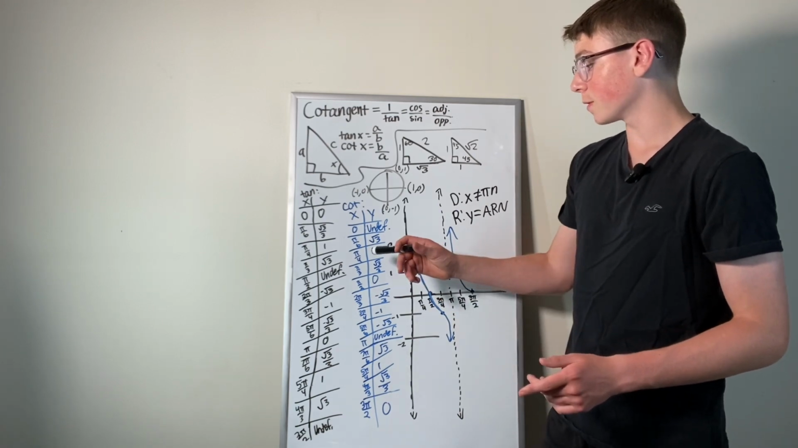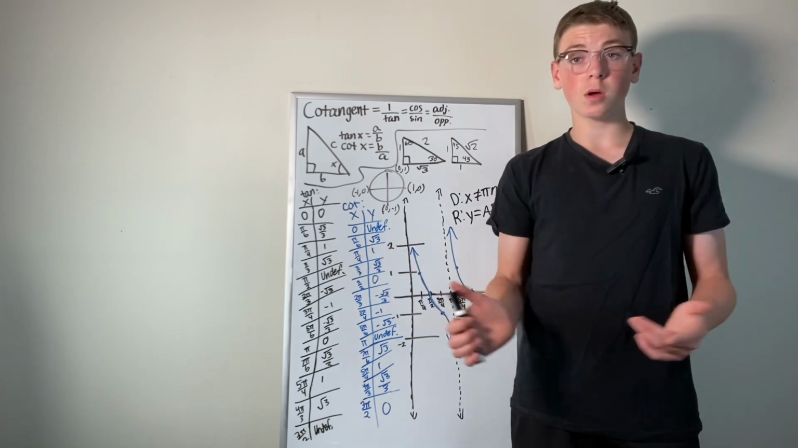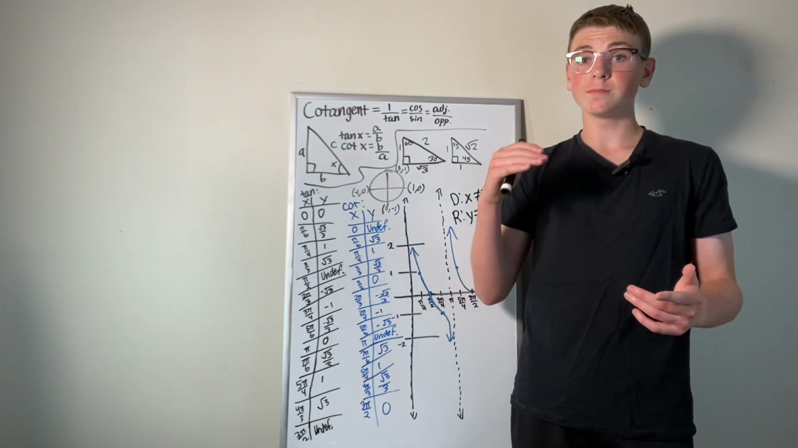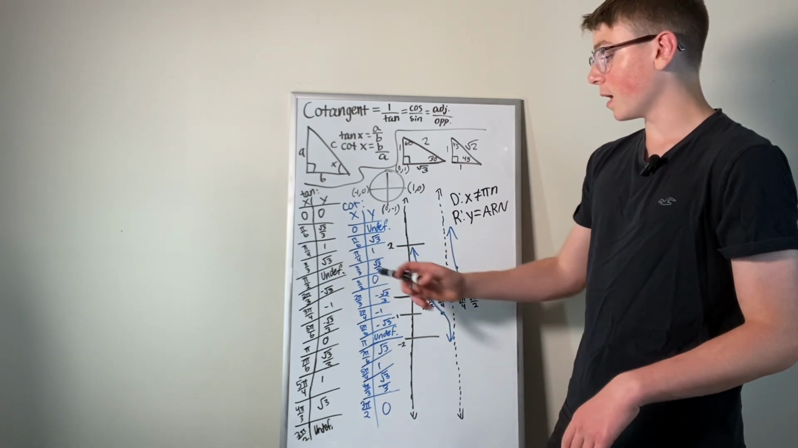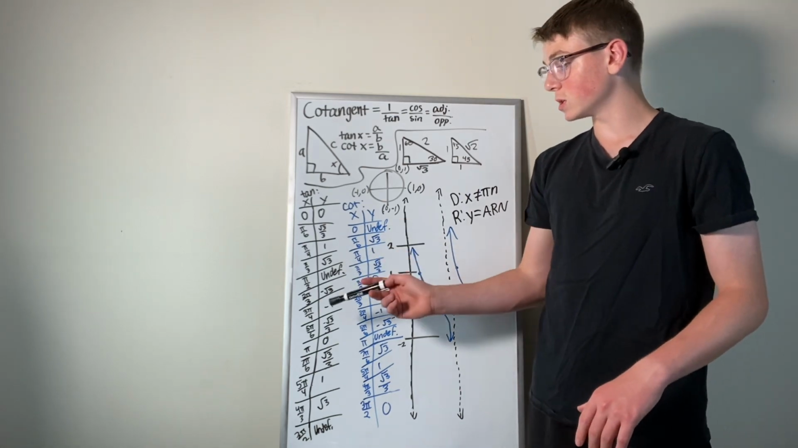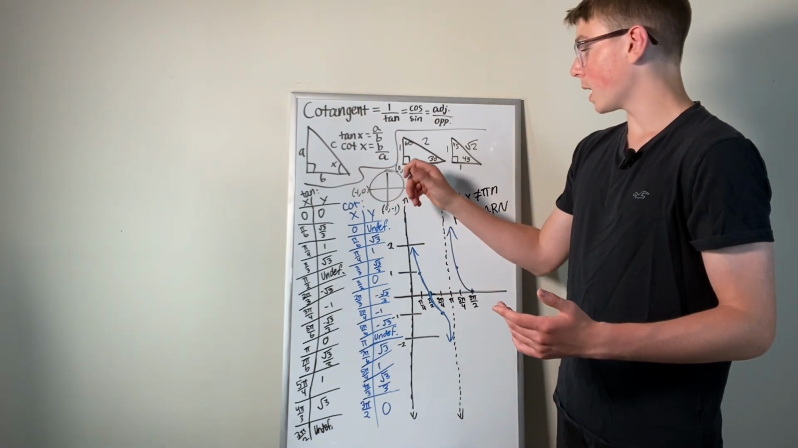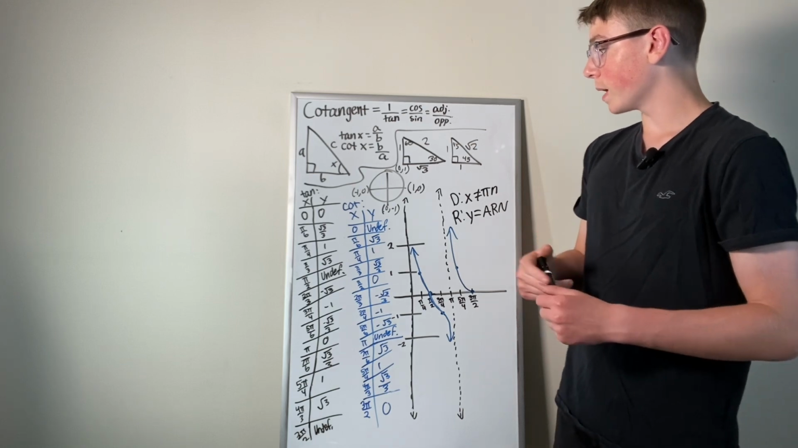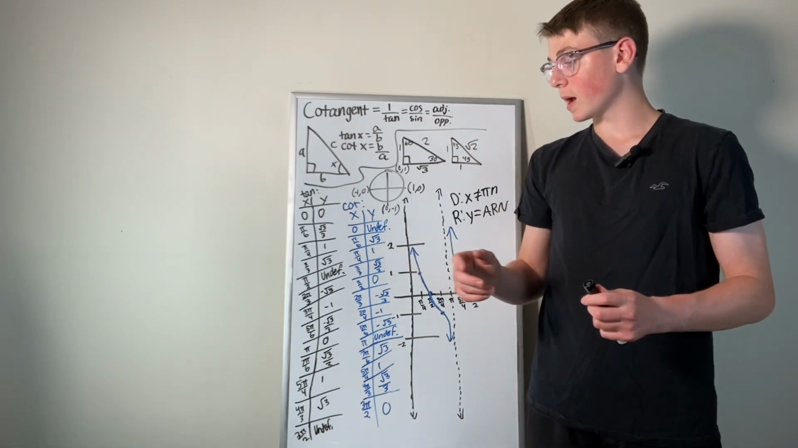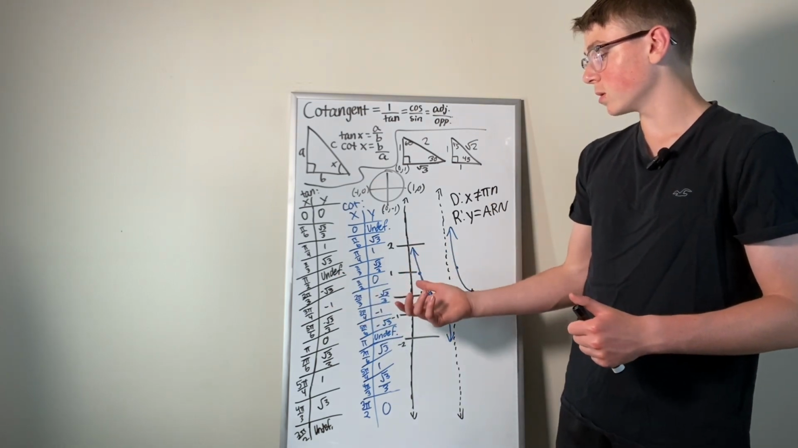Then at pi over 4, we had 1. And if we go to cotangent, 1 over 1 is equal to 1. So we keep 1. Then at pi over 2, originally on tangent, we would have 1 over 0. But when we do cotangent, we would have 0 over 1. So instead of being undefined, it turns into 0.